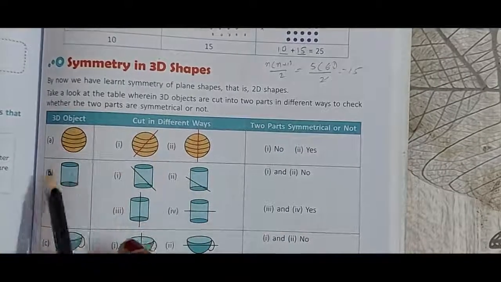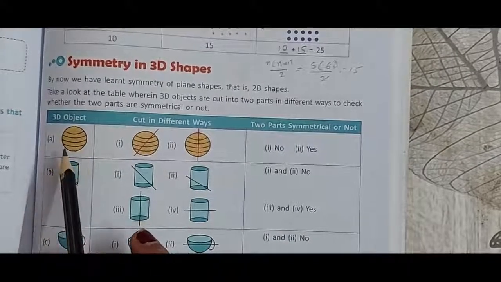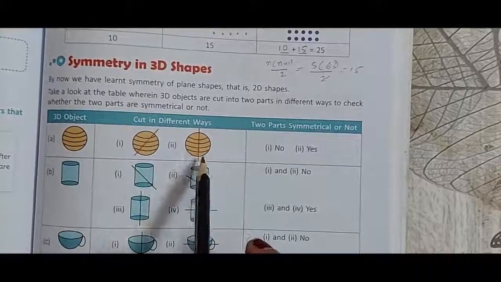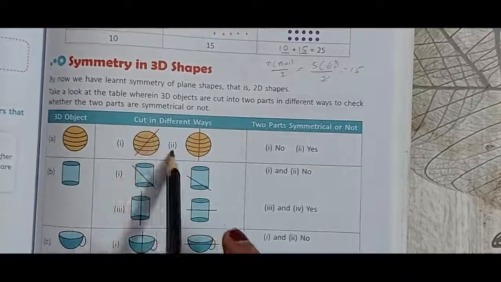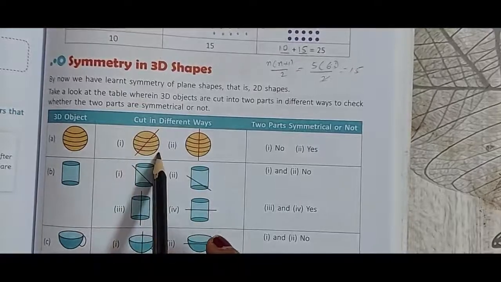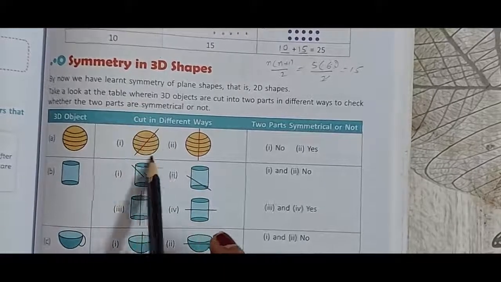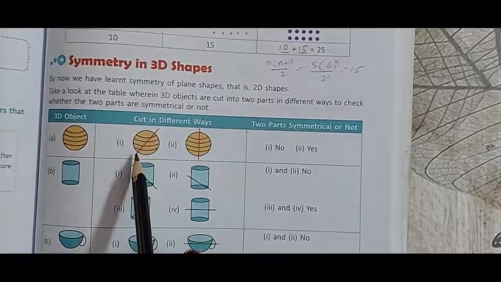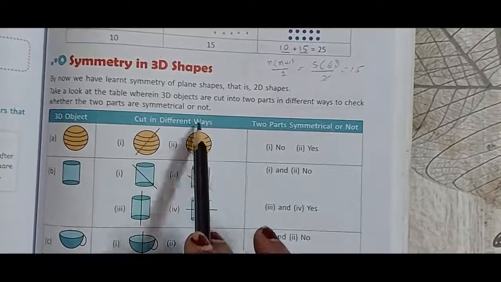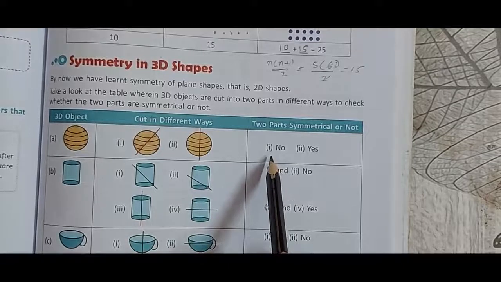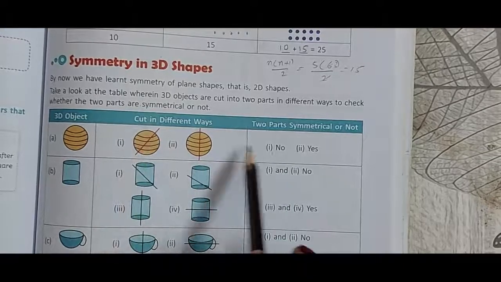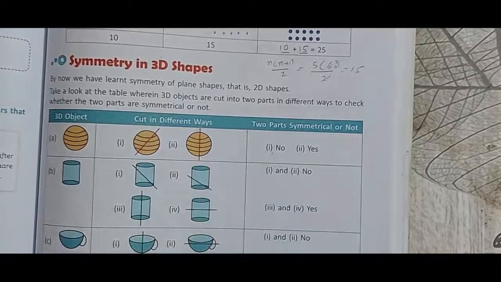Now we come to symmetry in 3D shapes. You can just look at this 3D object over here. If you cut it diagonally, this is not giving you a symmetrical shape because the lines are going in this way. So in order to get a symmetrical shape, you have to cut it in half in this way. So the first one is no, second one is yes.